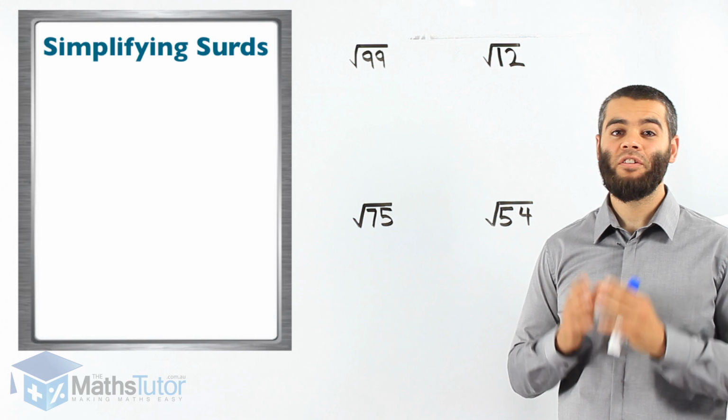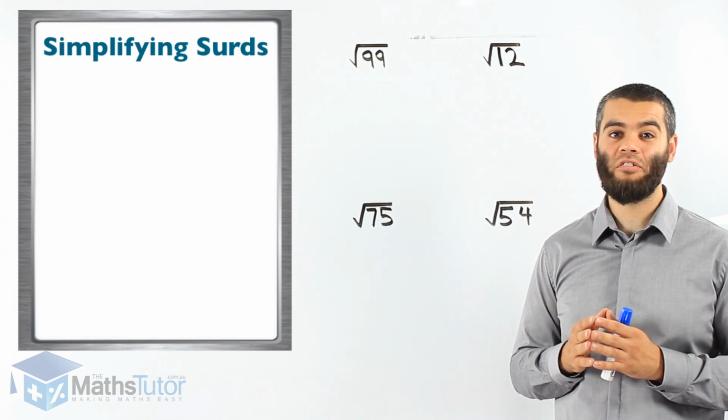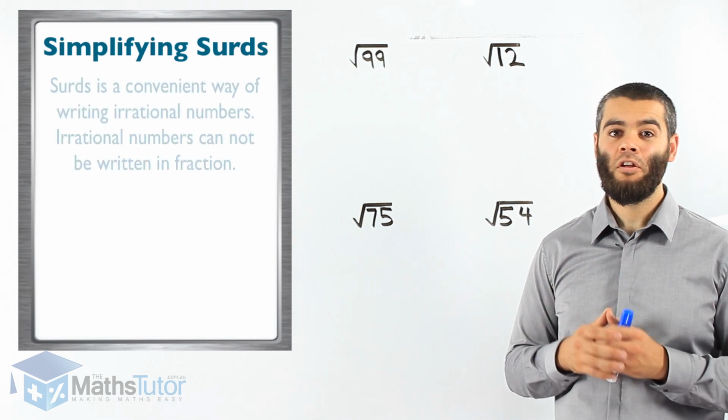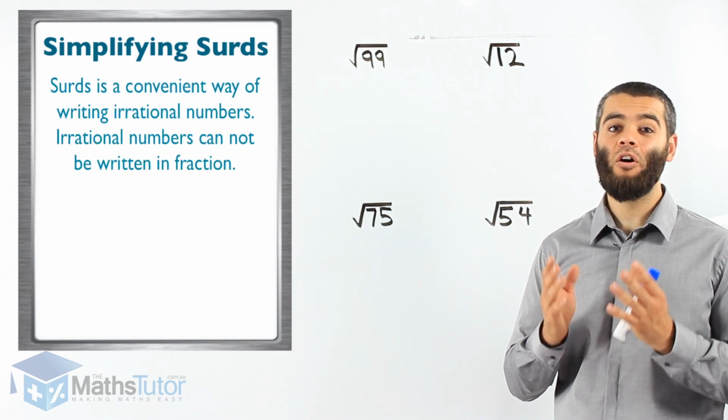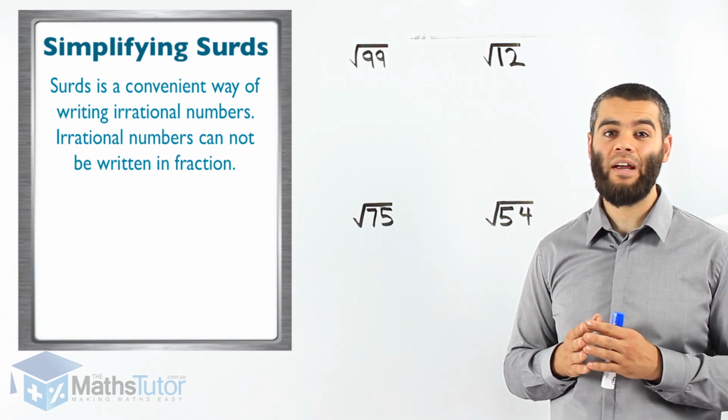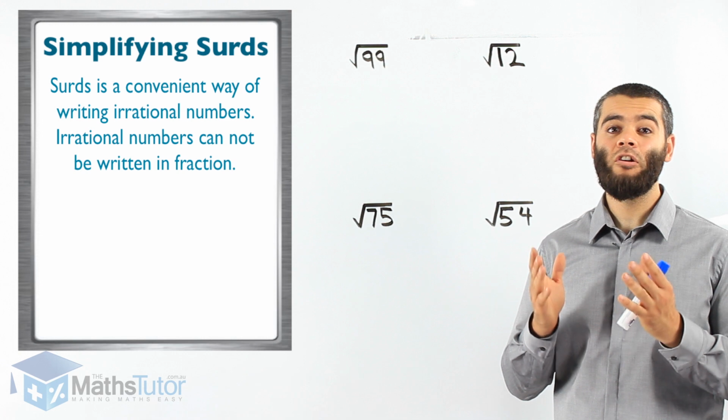Hey everyone! Today we're going to learn how to simplify surds. But before that, let's understand why we use surds. Surds are a convenient way of writing irrational numbers. Irrational numbers are numbers that can't be written as a fraction. In fact, they are long answers.